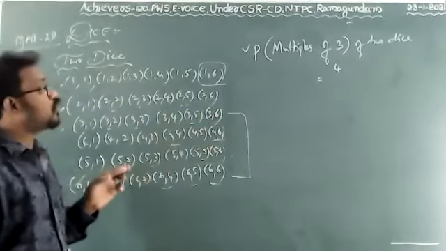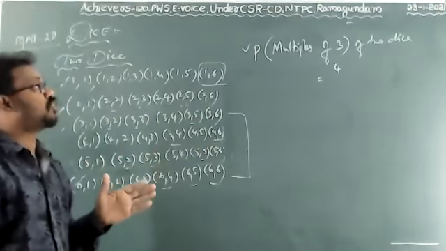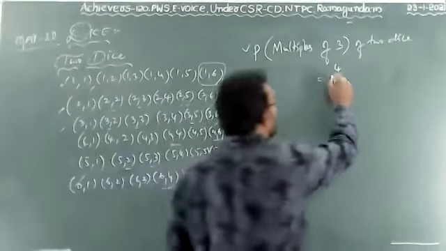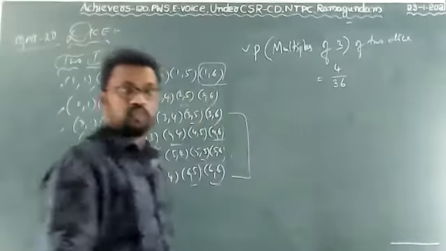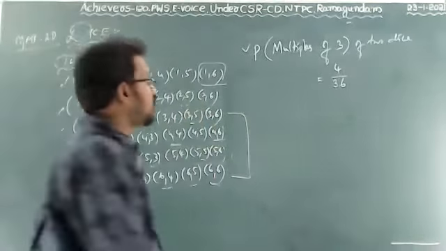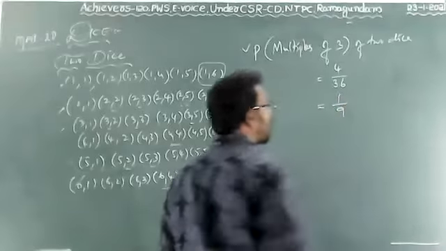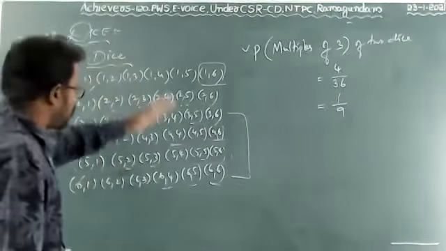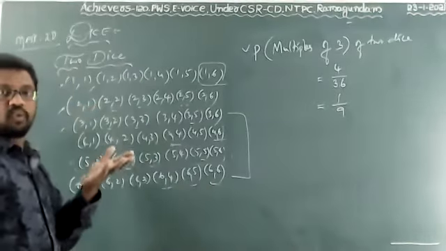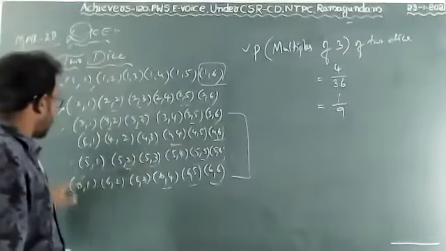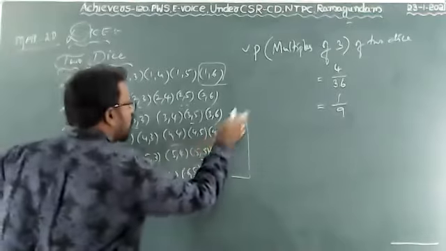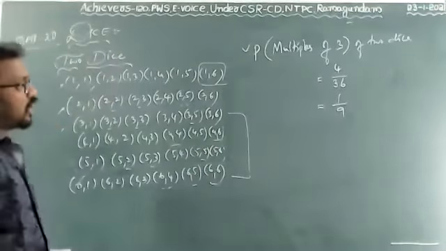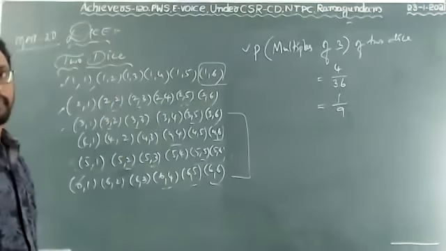So, the probability of getting the multiples of 3 of 2 dice is equal to how many are there? 1, 2, 3, 4. 4/36. 4 ones are 4, 4 nines are 36, so 1/9. Same like your composite numbers. The only composite numbers are what? 4 and 6. You have to take these two. 4, 4, 4, 6, 6, 4, 6, 6. 4 are there. Here, that answer also is 1/9.